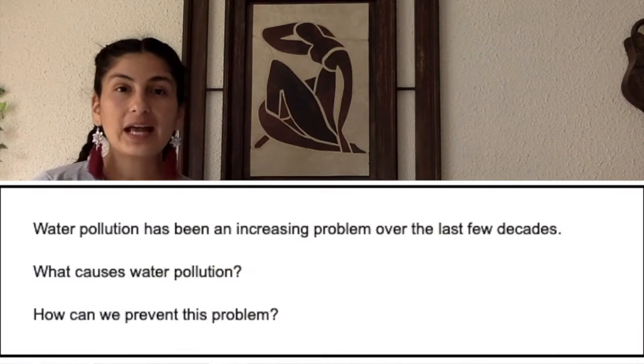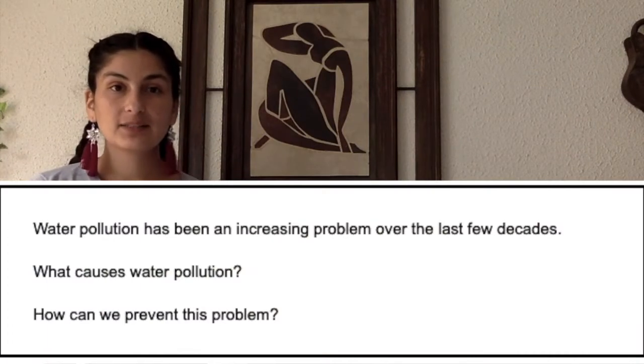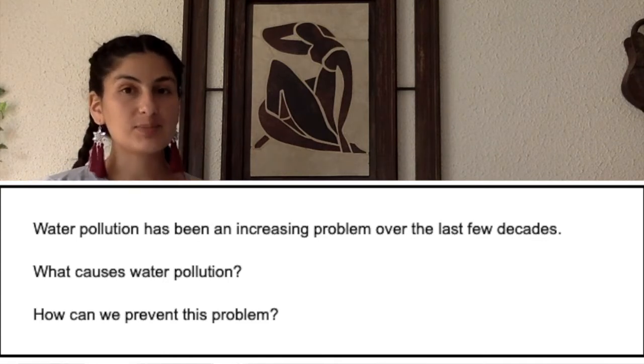Water pollution has been an increasing problem over the last few decades. What causes water pollution, and how can we prevent this problem? So if you choose this question, remember to include an introduction, then the first paragraph will be about the causes of water pollution. Then the second body paragraph will be about the possible solutions to prevent this problem, and then a conclusion.